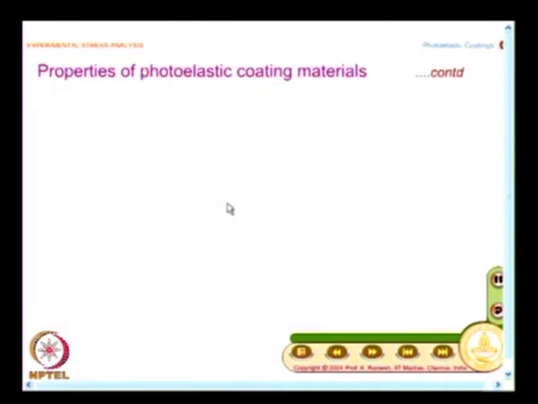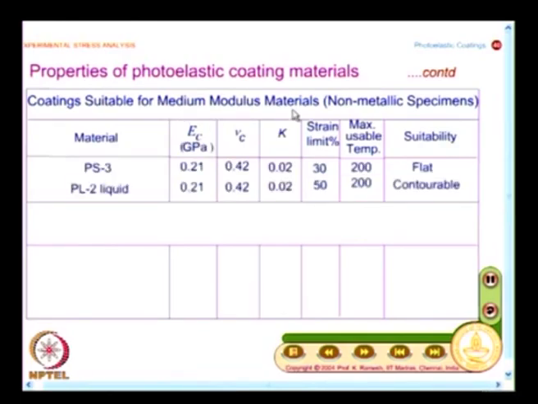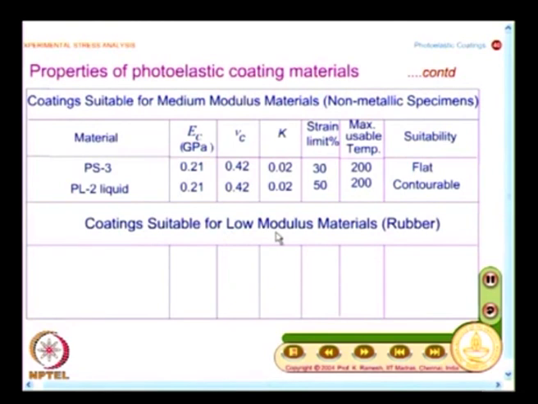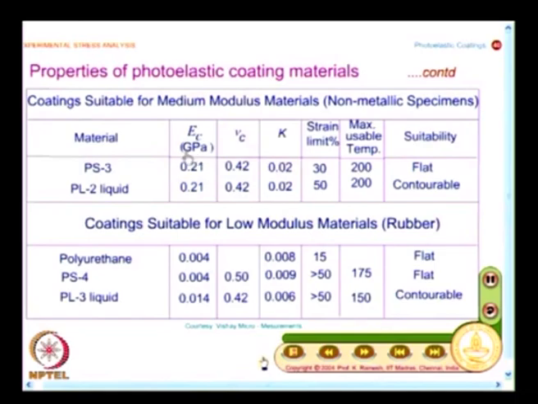And when I go to low modulus materials, I have medium modulus materials separately, and I have low modulus materials finally, like rubber. So, you have special materials available from Vishay Micro Measurements, which is available at a Young's modulus of 0.21 GPa, and you have a strain limit of about 30%, and if you look at K for this, it is considerably reduced, 0.02.